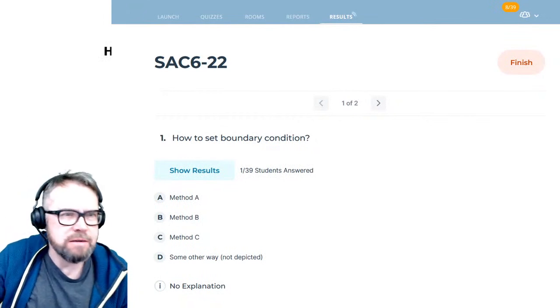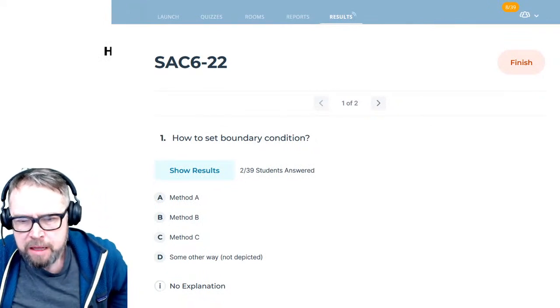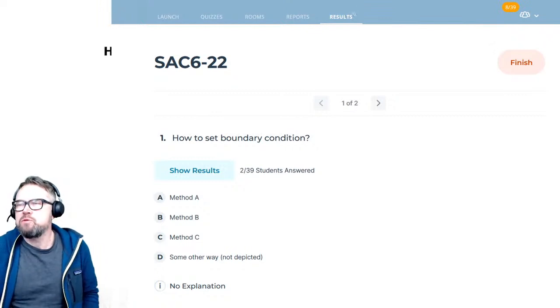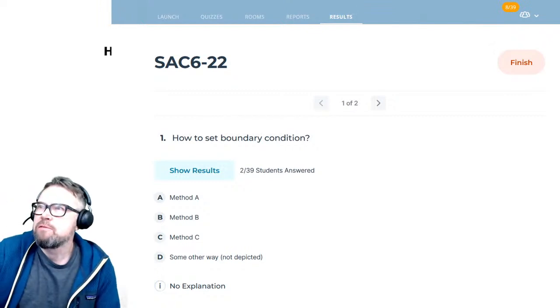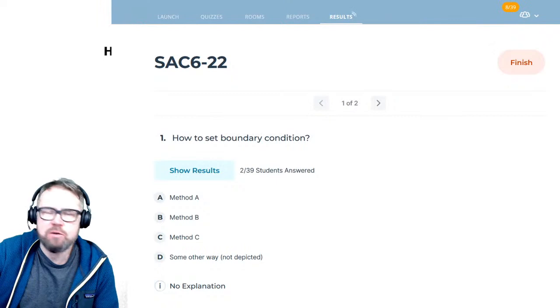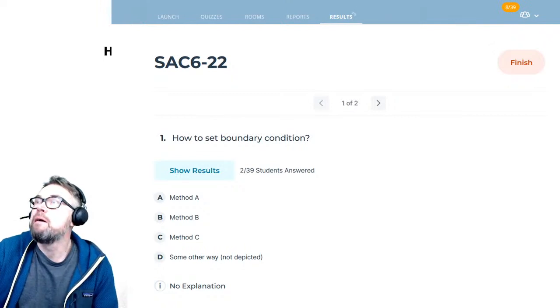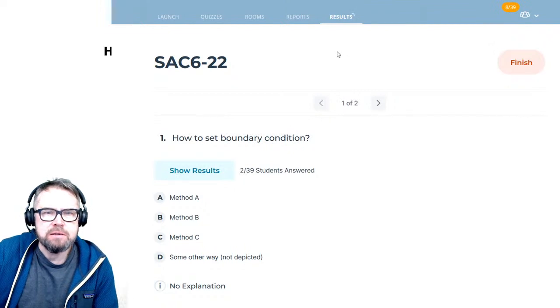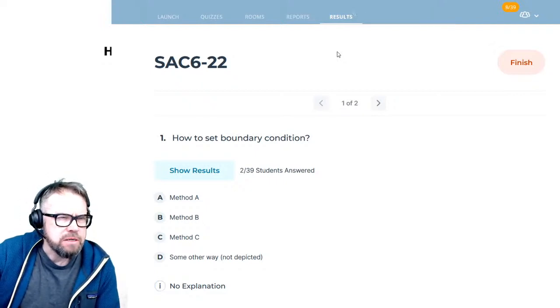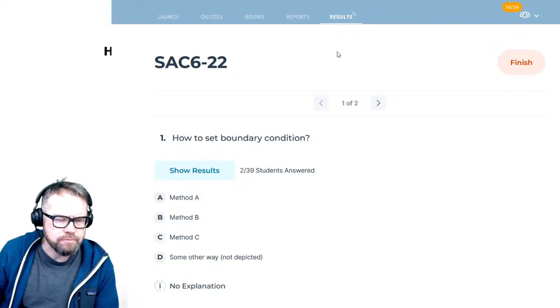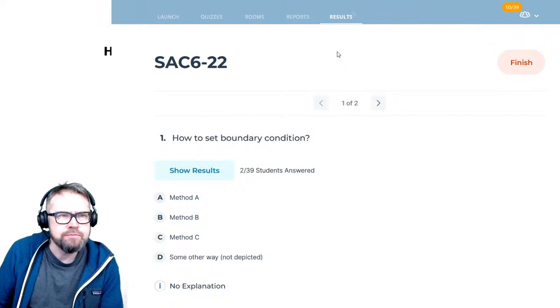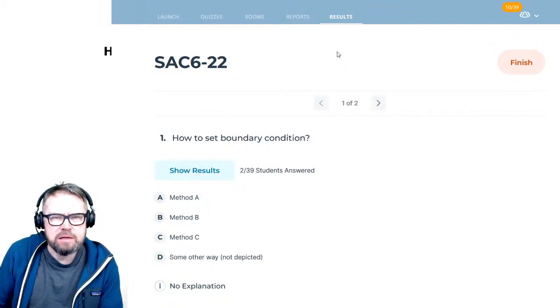Okay, so here is my first in-class quiz. So how to set the boundary condition? Four options. But which one is correct? And here is my Socrative, and I got two answers already. Let me take a look at my YouTube Studio. It seems that I have 13 viewers in my YouTube Studio, so I'm expecting to get more answers.